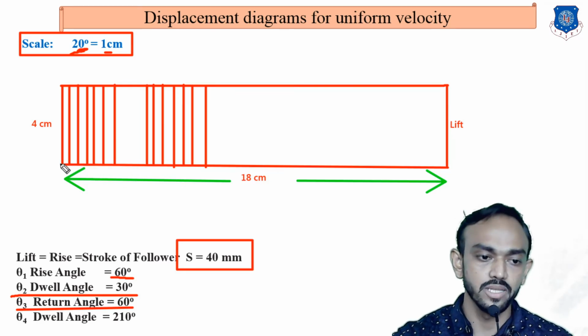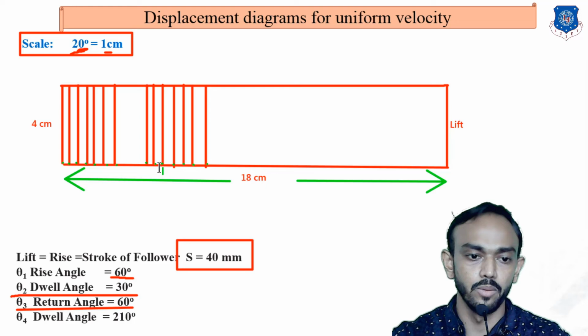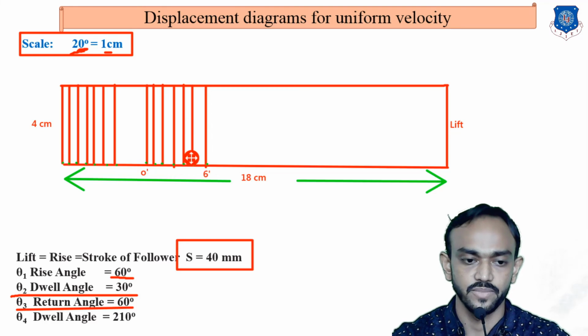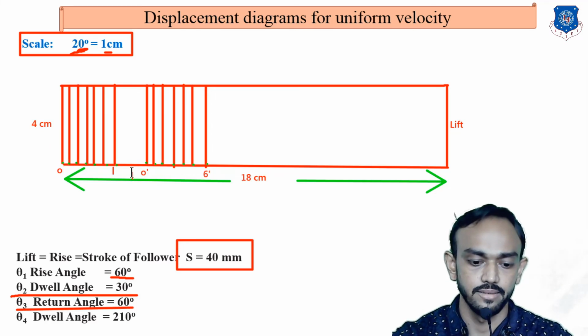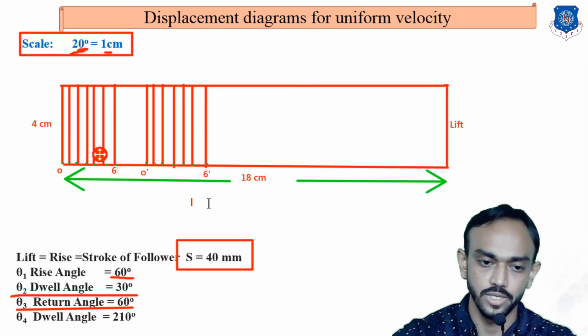After that you will give all the numbers here. Now you are going to number these points: 0, 1, 2, 3, 4, 5, 6, then 0 dash, 1 dash, 2 dash, 3 dash, 4 dash, 5 dash and 6 dash. So you will number all these points, 0 dash to 6 dash, and the same here, 0 to 6.